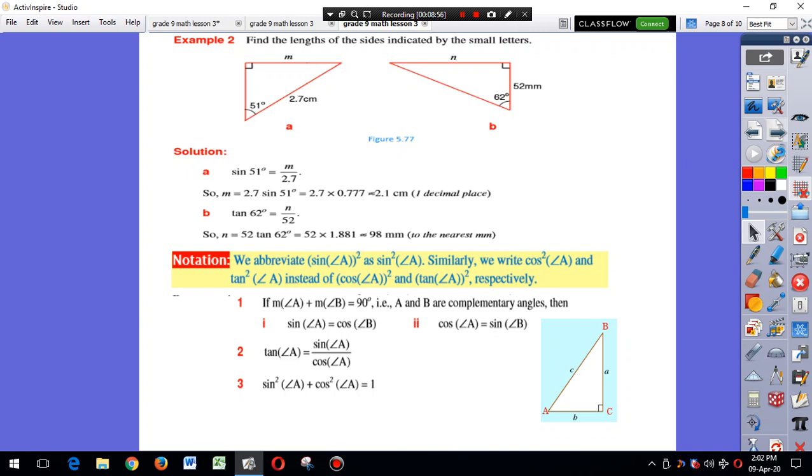Notation: we abbreviate sine angle A the whole squared as sine squared angle A. Similarly, we write cos squared angle A and tan squared angle A instead of cos angle A the whole squared and tan angle A the whole squared respectively.